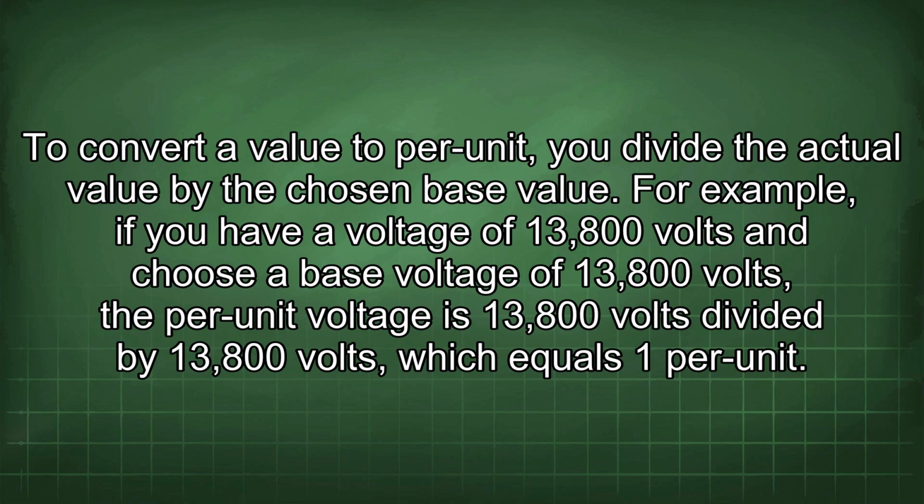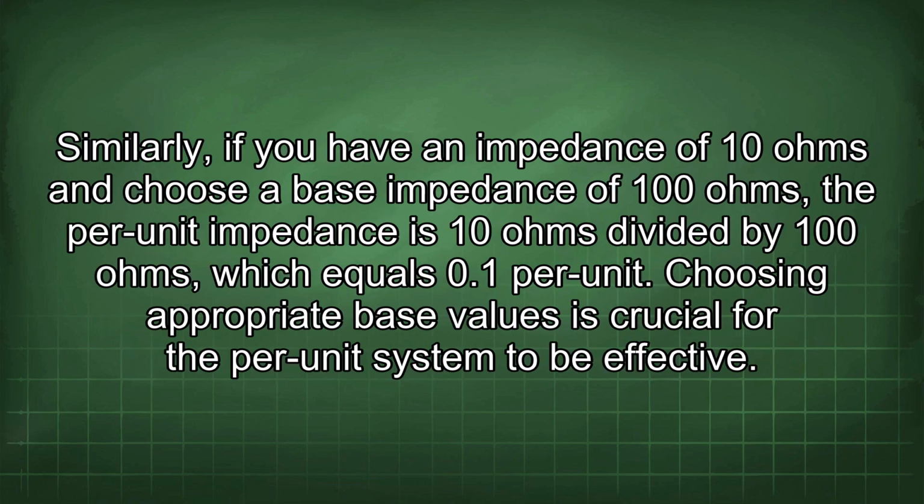For example, if you have a voltage of 13,800 volts and choose a base voltage of 13,800 volts, the per unit voltage is 13,800 volts divided by 13,800 volts, which equals 1 per unit. Similarly, if you have an impedance of 10 ohms and choose a base impedance of 100 ohms, the per unit impedance is 10 ohms divided by 100 ohms, which equals 0.1 per unit. Choosing appropriate base values is crucial for the per unit system to be effective.